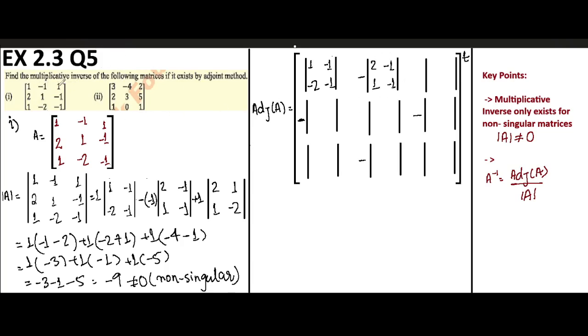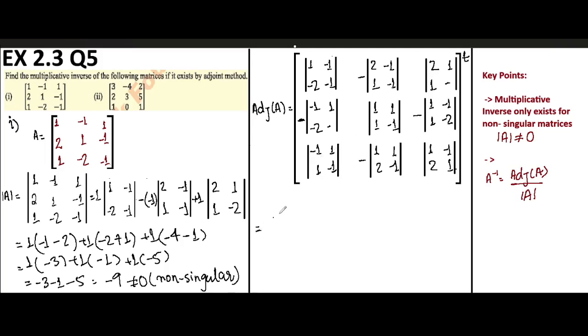For the third element, circle the third element, cut its row, cut its column, and we are left with these 4 elements, like I've written. Now for this element, you're going to encircle this, cut this column, cut this row, and you're left with these 4. So we are going to write it over here. And then the same for the rest of the 5 entries. In this way, we have written all of them.